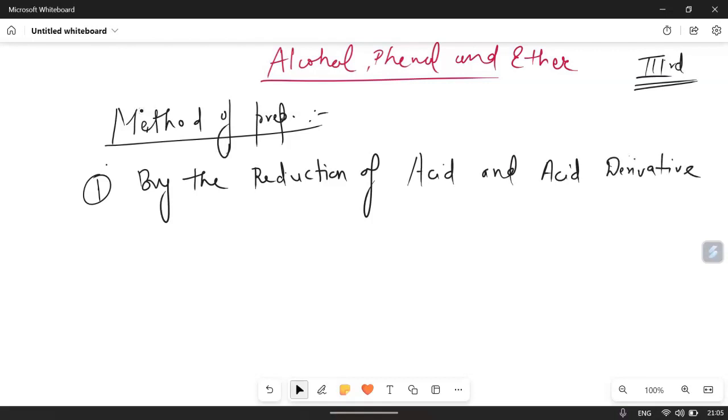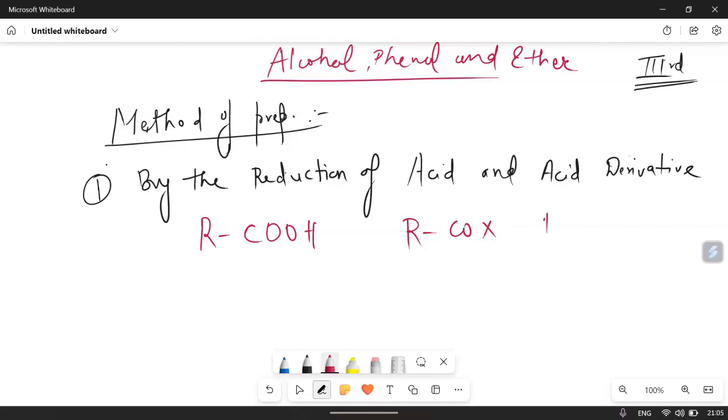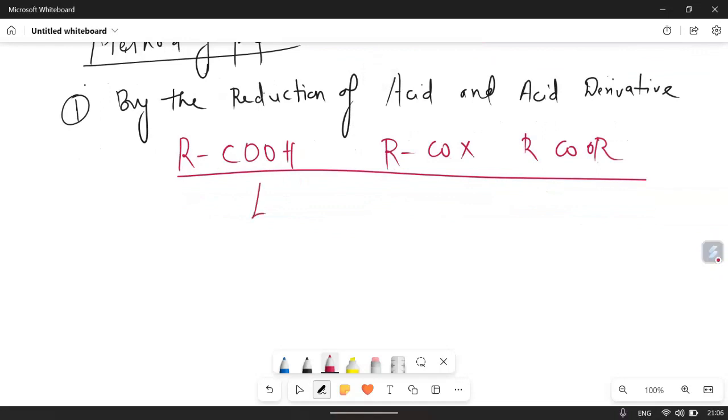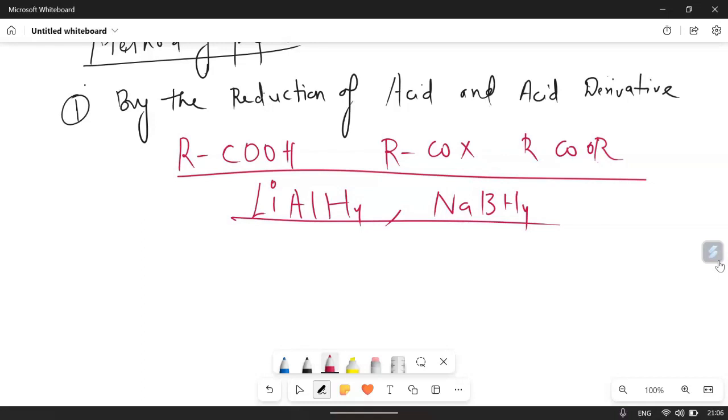In this method, we have acids like carboxylic acid, RC double bond OH, and its derivatives like RCOX or RCOR. These go through reduction by agents like LiAlH4 or NaBH4. These are the reducing agents we are going to use in this method. So the reaction looks like this.